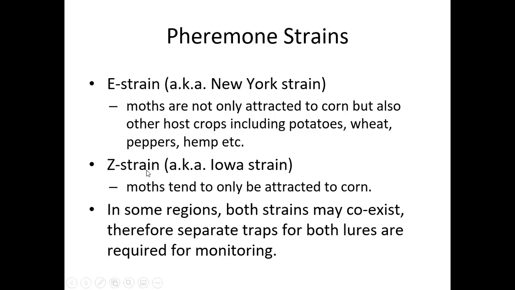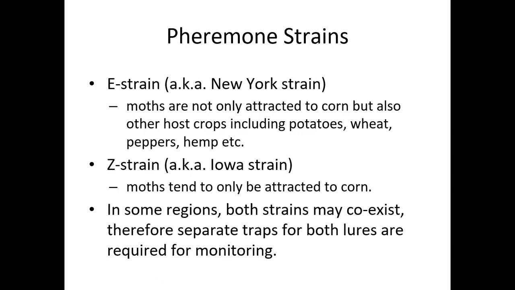And just to complicate things, we do have different strains of pheromones. So we've got the different generational behavior, and then we've got the different strains of pheromone that they respond to. So the E strain, which was also known as the New York strain, the E strain moths are attracted to corn, and they also feed on other host crops: potatoes, wheat, peppers, snap beans. So that E strain is quite important from a horticultural standpoint.